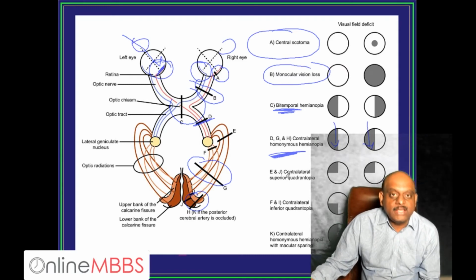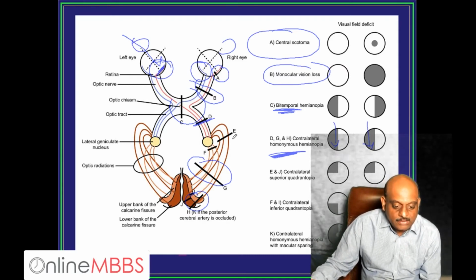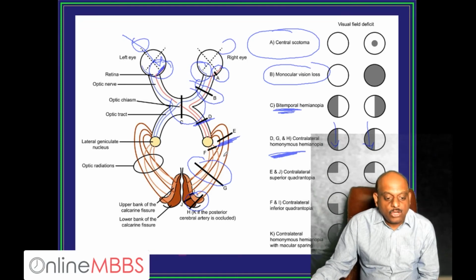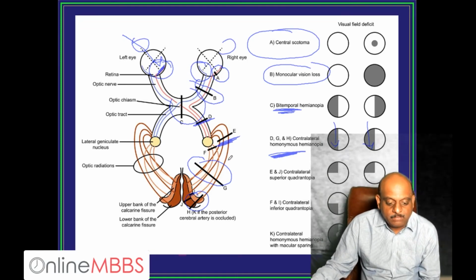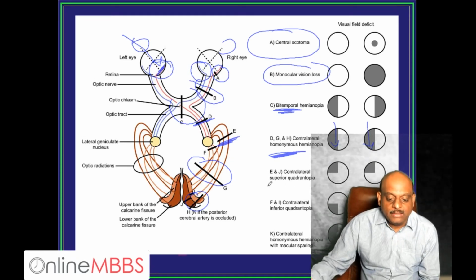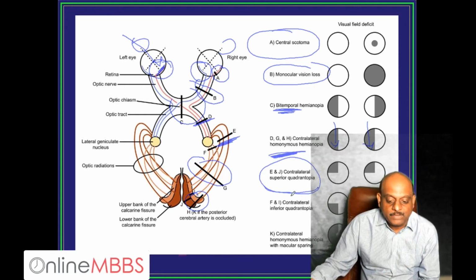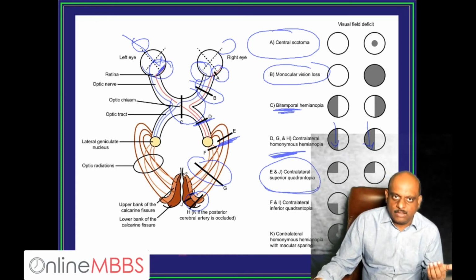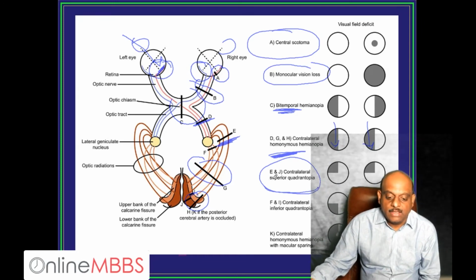Then, if there is any problem in this optic radiation area, or if there is any problem much posterior to that, then you get contralateral superior quadrantanopia. Similarly, there are two kinds: temporal and parietal parts of the optic radiation. Accordingly, superior or inferior quadrantanopia, contralaterally you will be getting.